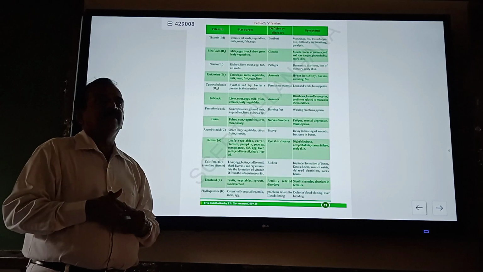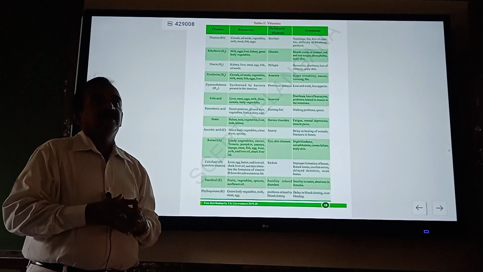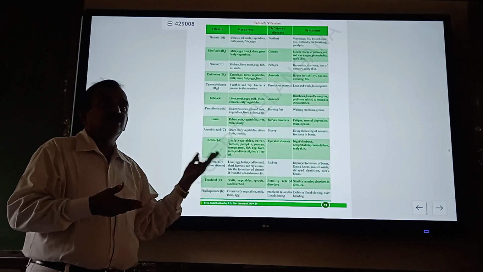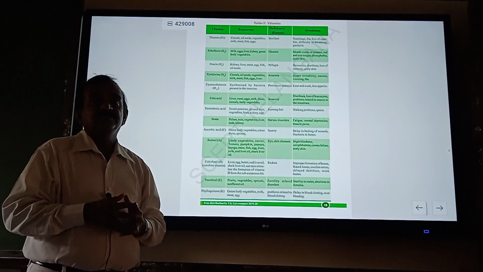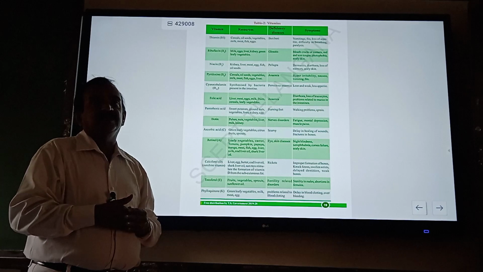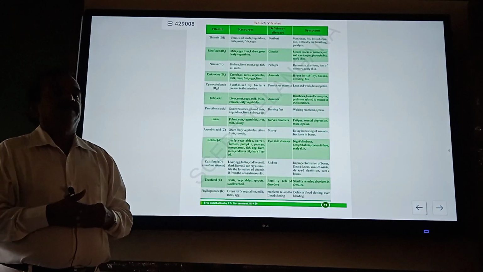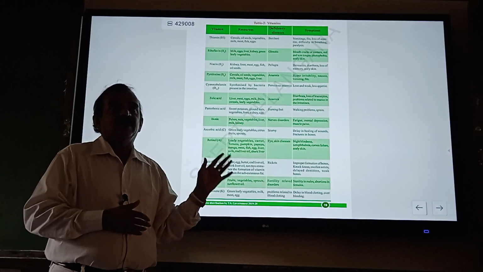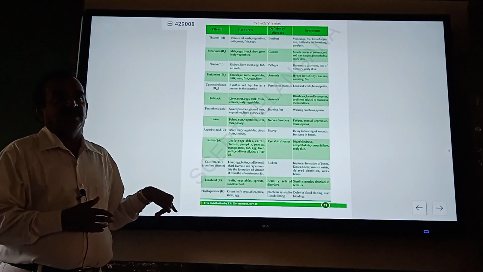I am not seeing the table. And the table is having what? The table is there in my brain. I didn't memorize by rote, I understood well. I like to read this table, but I didn't memorize by rote. I need this information, so that is the reason I am telling you without seeing the table. B1, B2, B3, B6, B12, folic acid, pantothenic acid, biotin, ascorbic acid, retinol, calciferol, tocopherol, phylloquinol.